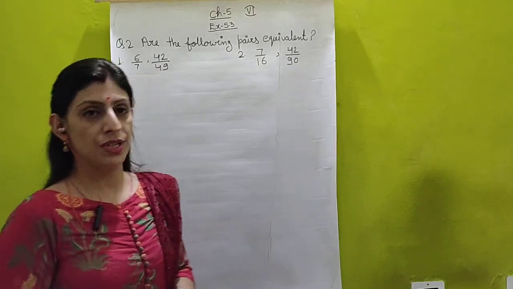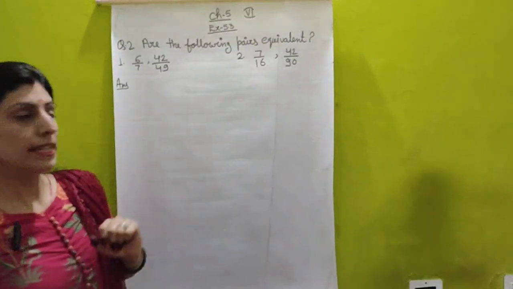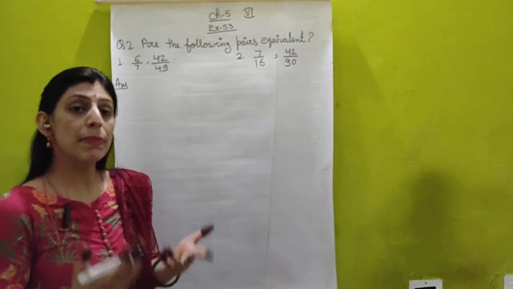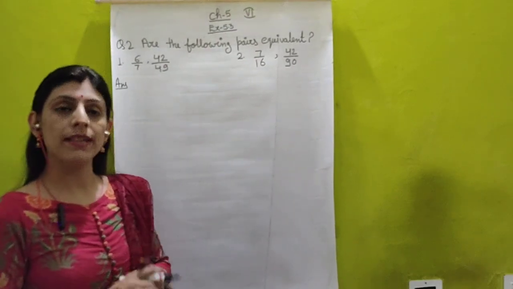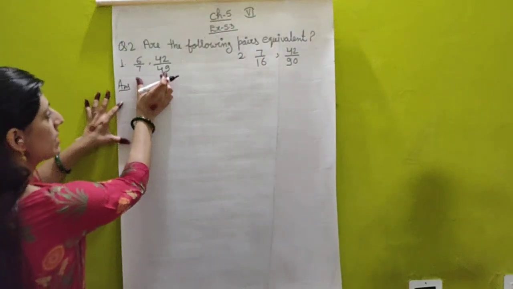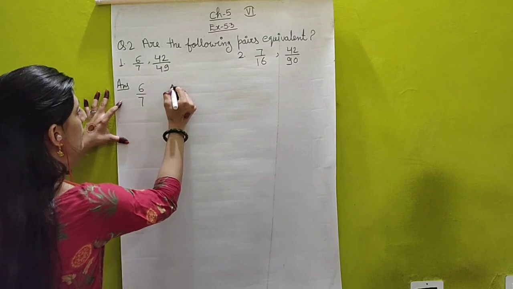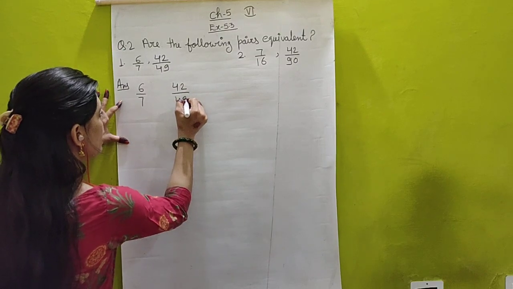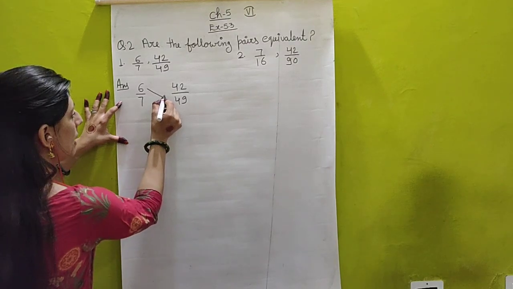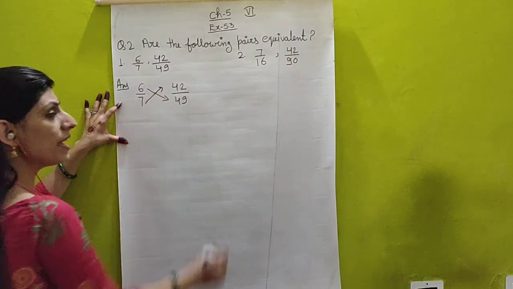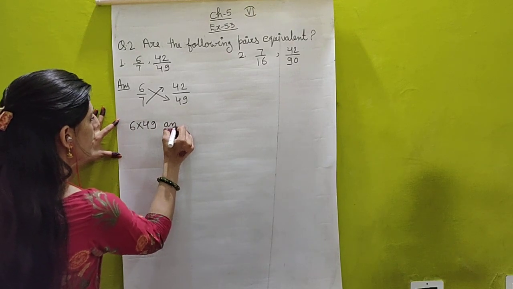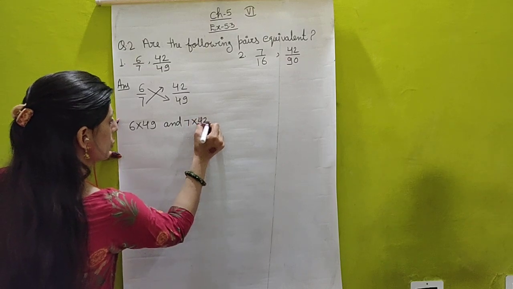After question number 1, now question number 2. Are the following pairs equivalent? Here pairs are already given and we are to check whether they are equivalent or not. For this, we will write these pairs again with some gap. Then we will do cross multiplication. 6 multiply by 49 and 7 multiply by 42.